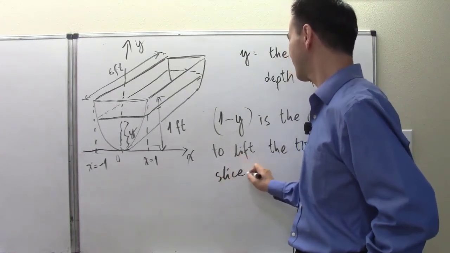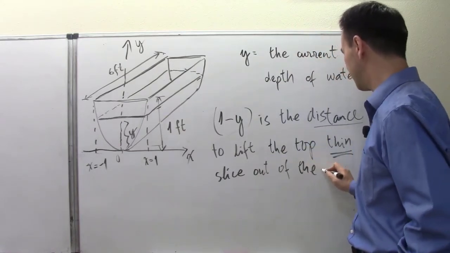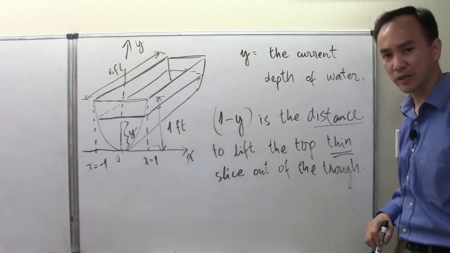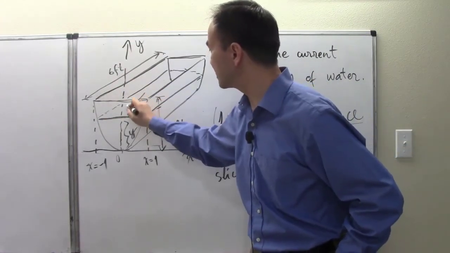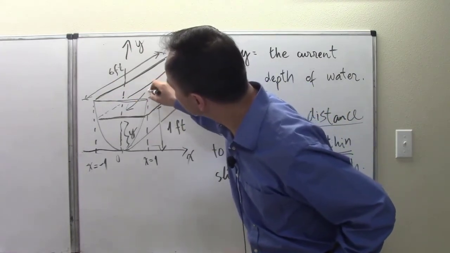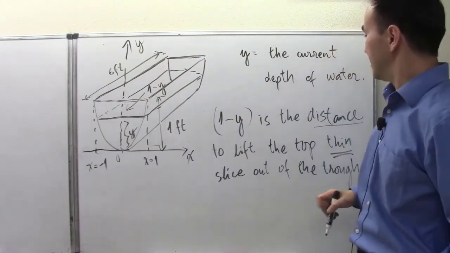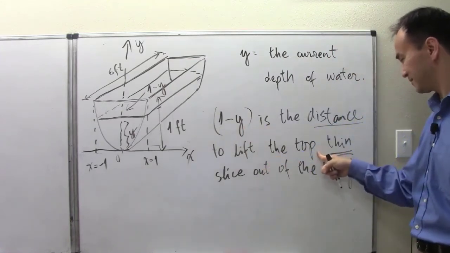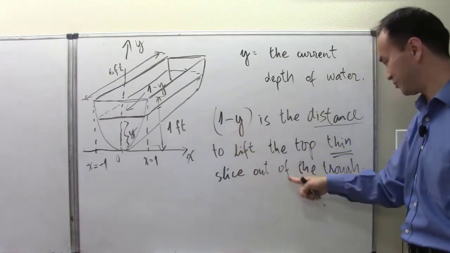Out of the trough. That's what it is. So at any thin slice, we keep removing it. This distance right here, that's 1 minus y. I'm hoping that I can make it clear enough in a picture that has so much information already. 1 minus y, and I'm indicating right here. So 1 minus y is the distance to lift the top thin slice of water out of the trough.